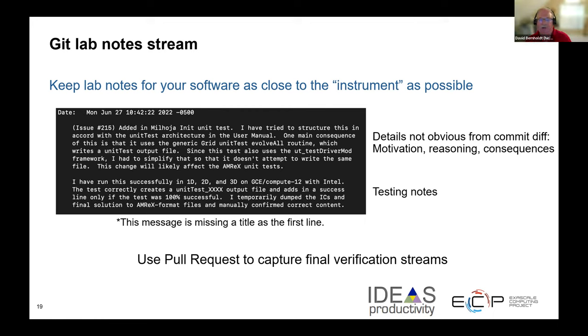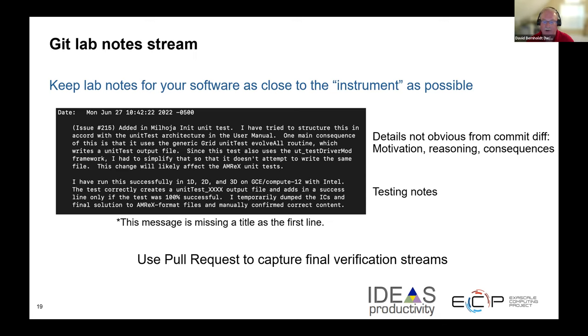The first paragraph here talks about what this commit tries to do and why. It references the unit test architecture in the user manual, which is the structure it's trying to follow, and mentions that it's likely going to impact this other set of unit tests. So he's talking about the motivation, the reasoning, and potential consequences of this commit. These are things that aren't going to be immediately evident from looking at the code diff itself. And then the second paragraph provides some notes on how this change was tested. Right, so some pretty specific information to help somebody gain confidence that this was actually correct.